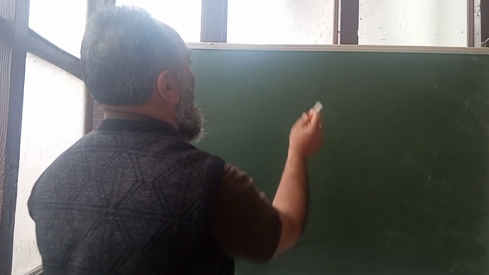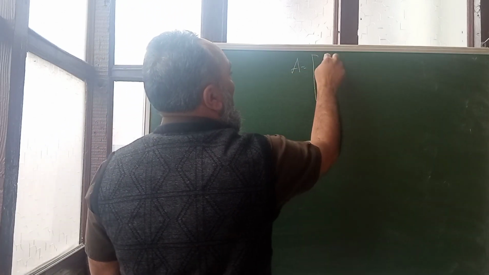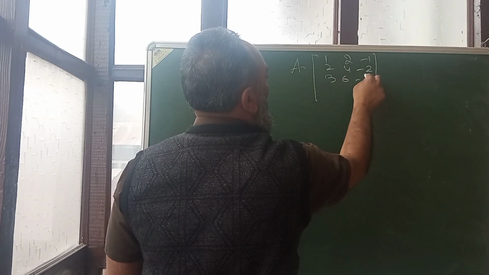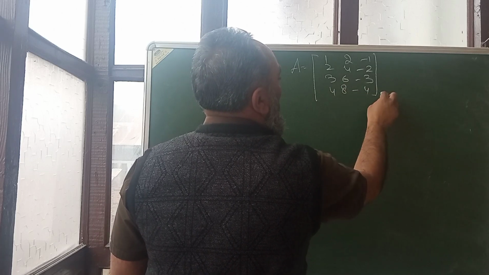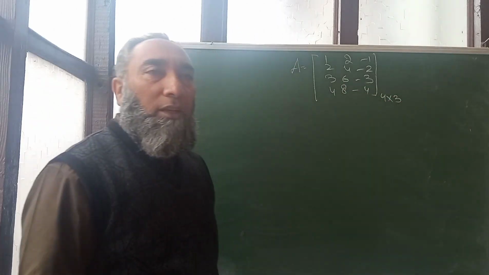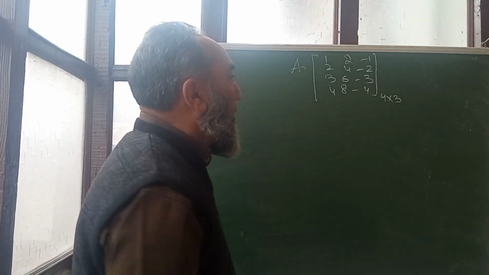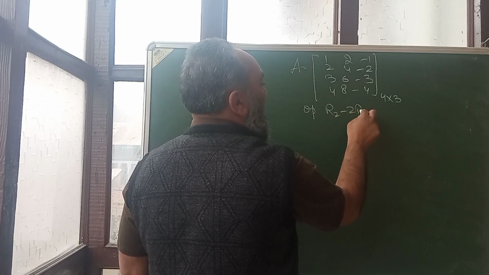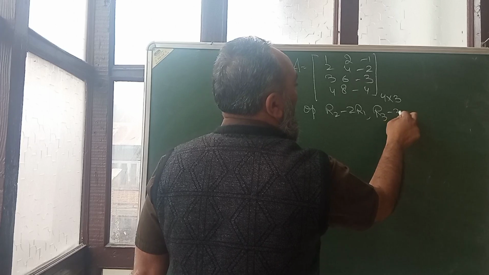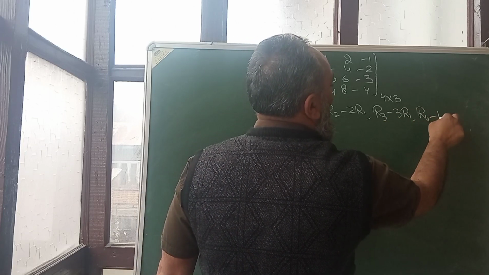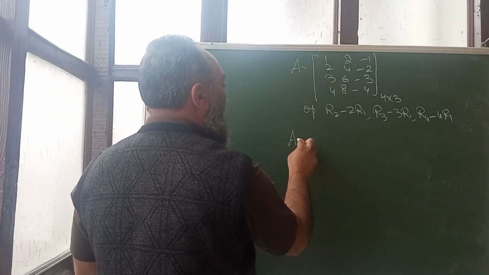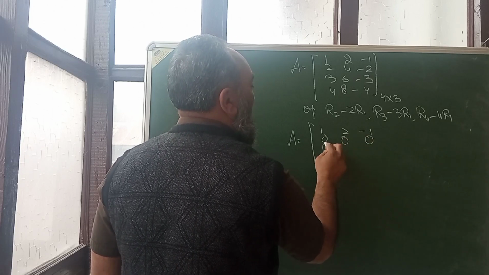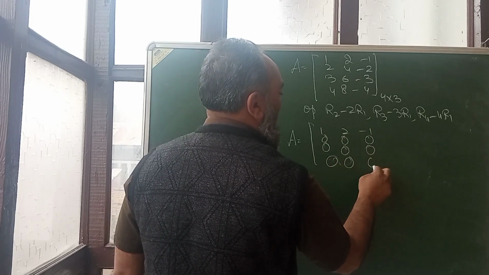A equals 1, 2, minus 1; 2, 4, minus 2; 3, 6, minus 3; 4, 8, minus 4. This is a matrix of order 4 by 3, and you have seen that the rank of this matrix is 1. Let me take operations: row 2 minus twice row 1, row 3 minus thrice row 1, row 4 minus 4 times row 1. What's A then? 1, 2, minus 1, and all other entries 0.